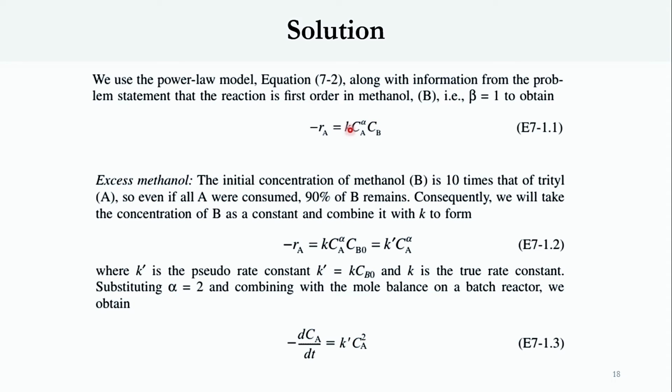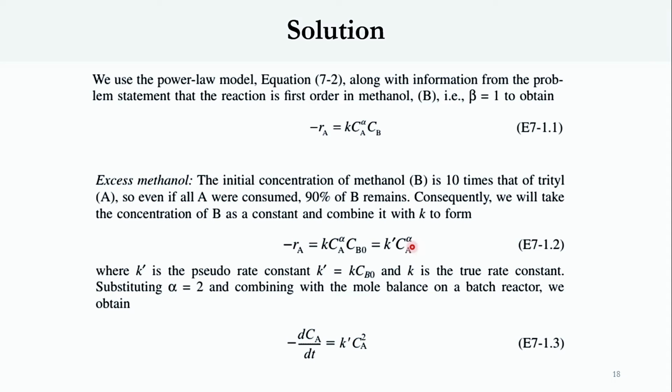So accordingly, we combine that K and Cb naught, like you can see here that we have replaced Cb by Cb naught, and then we combine this Cb naught and K to produce that K prime, which is our pseudo reaction rate constant. If you remember, we had done these calculations in our chapter 5 as well. So it is K prime Ca raised to power alpha. Now what we will do, we will first find the value of this K prime, and then we will find the value of this K actually, where K prime is the pseudo rate constant. K prime is equal to K Cb naught, while K is the true rate constant. So these are two different terms.